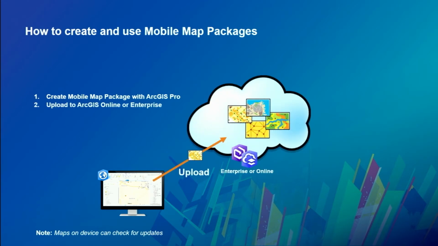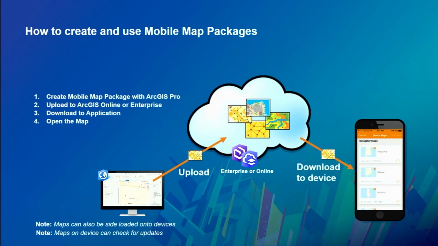Then share this map to Enterprise or online. So you'll upload this map to ArcGIS Online or your portal. Once it's there, users within your organization can download the map to their device. So they just sign into their device and they'll see all of the maps that have been shared with them.